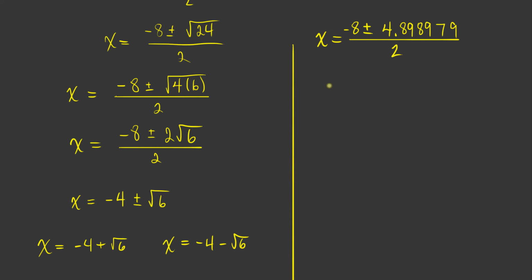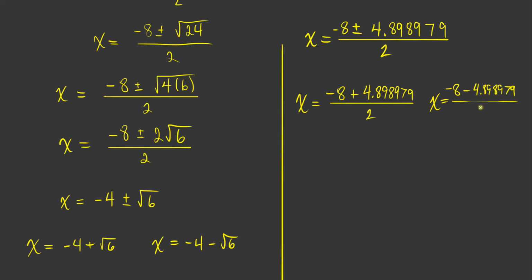Oh, gross. So what does that mean? Well, it means I have two different possible answers. 8 plus that value, 4.898979, over 2. Or it's negative 8 minus 4.898979, I almost ran out of room, over 2. And this is not fun math. This is why people use simplified radicals, as I showed you on the left. What would you rather write, 4 root 6 or this?